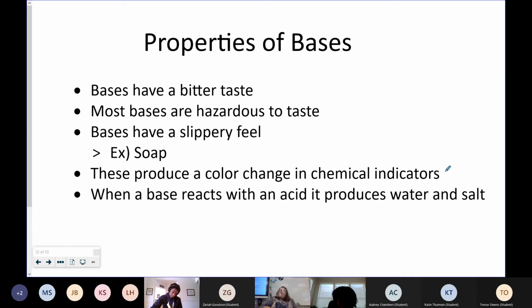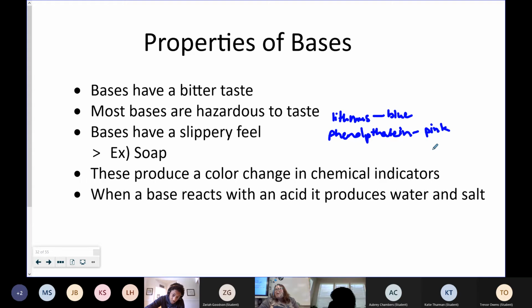Bases produce a color change with chemical indicators as well, just like acids do. But our two indicators, so I'm just going to write this up above. With the litmus paper, the pH strips, bases tend to be blue. So like a green to a blue color. And then with the phenolphthalein, it's actually going to be a hot pink color, like a fuchsia is what color it will turn.